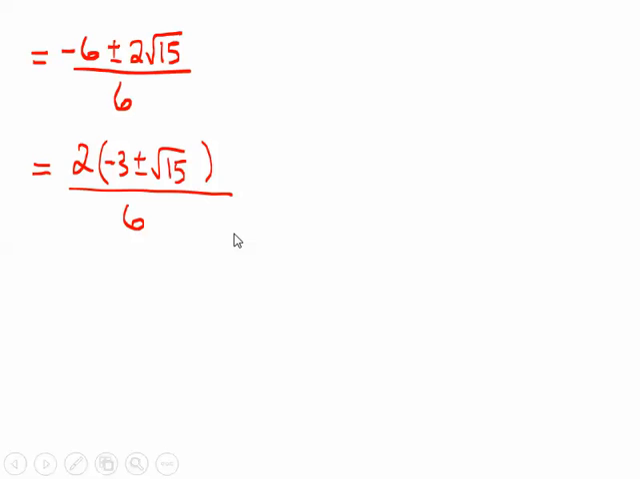And the question here is, can I reduce, cancel? What can I do here? Yeah, 6 and the 2. I can at least bring it down to a 1 and a 3. And then again, there's my final answer because there's no multiplication here anymore. So I got negative 3 plus or minus root 15 over 3. That's one way.